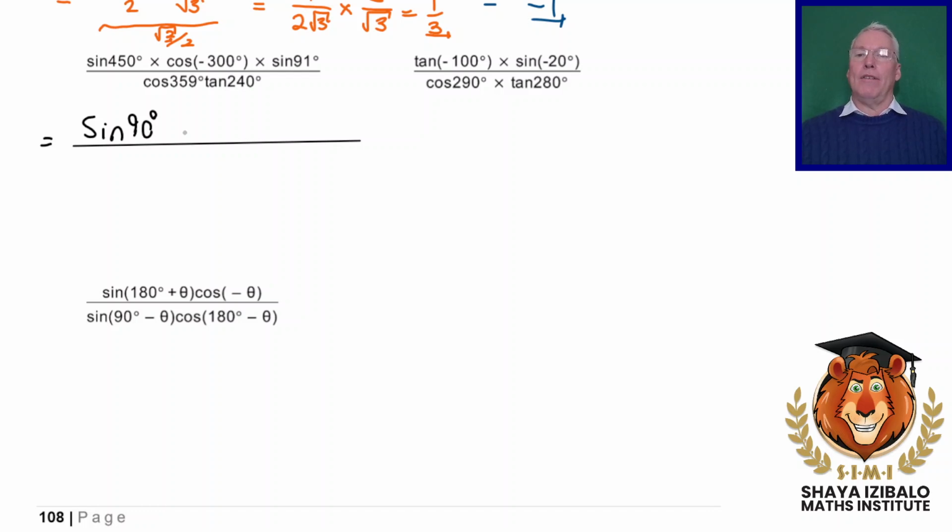Cos of minus 300. That is back into quadrant 1. If we were to add 360, we'd get cos 60. So that's just cos 60.